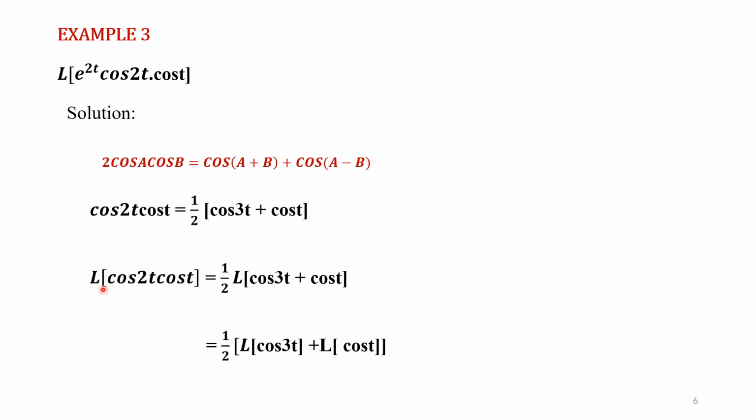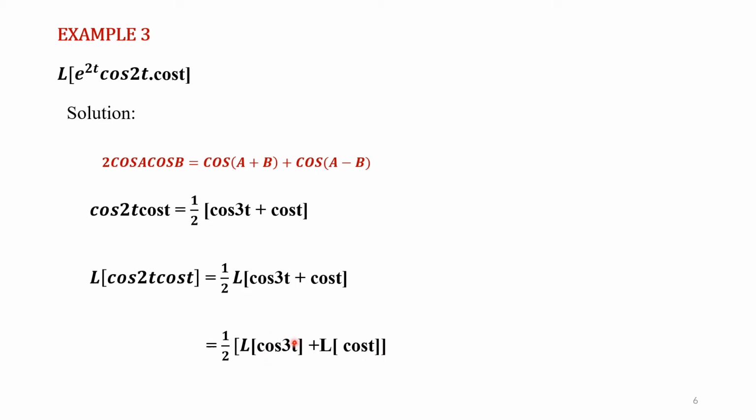Here we cannot write it as L of cos 2t into L of cos t. When we have a product of two or more functions, we cannot take it as L of the first function into L of the second function. That property is not true. Only when you have plus or minus in between the functions, then we can take L inside. So now L of the first function plus L of the second function.